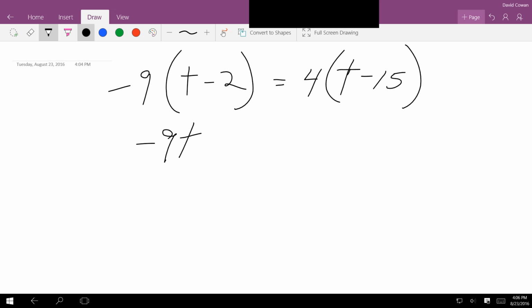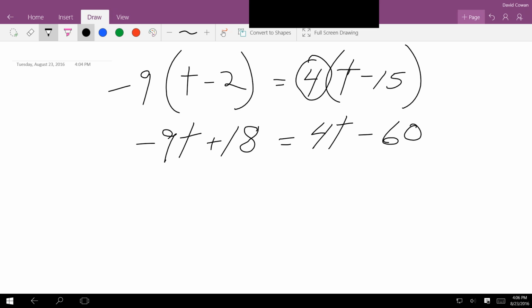Hold on. -9t, what's -9 times -2? Oh, negative 18. Plus 18. Oh, that's probably where I went wrong. Equals 4t plus 60 then. Oh, in this case, okay, you're doing a 4 times a minus 15. So you have a positive times a negative.